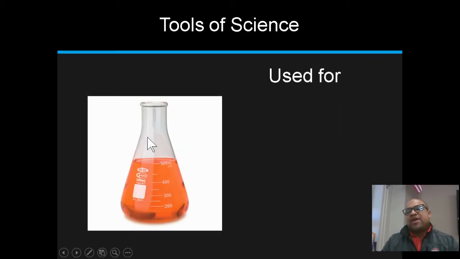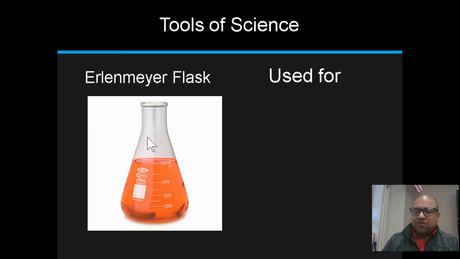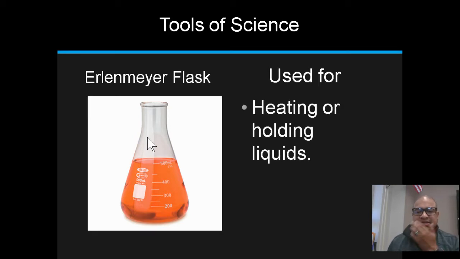The next tool that we have is called an Erlenmeyer flask. An Erlenmeyer flask is quite commonly used for heating and holding liquids. Now, one thing to look for in class when you see a tool like this is you'll notice they have these stamps on the side, or what we call Pyrex symbols. Those Pyrex symbols mean that they are heat proof, should we ever heat them up. You never want to use any glassware that's missing those stamps or those labels.